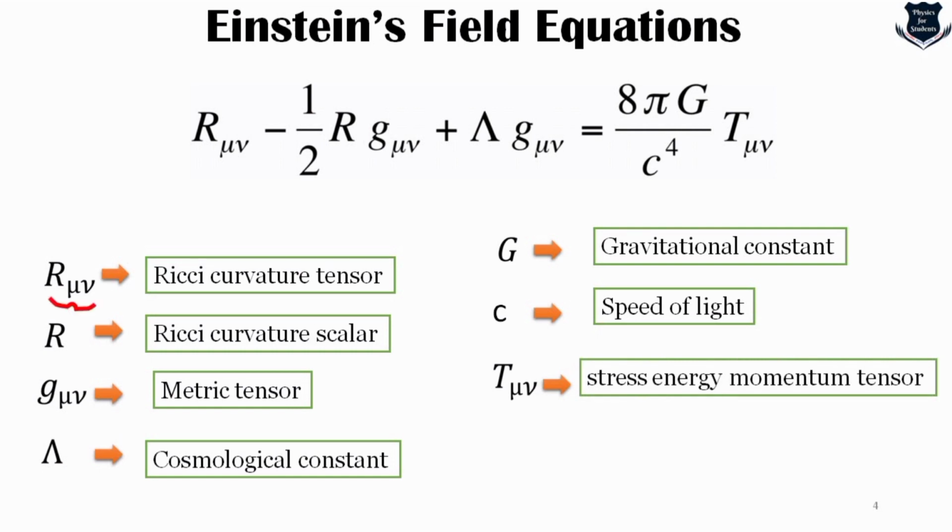stress-energy-momentum tensor. So we are going to learn what a Ricci curvature tensor is. Then we are looking into g mu nu, which is the metric tensor, and we are also going to understand what a stress-energy-momentum tensor is. Let me tell you, other than these, there are certain other tensors which do not show up in Einstein's field equations, but we will soon discover them.